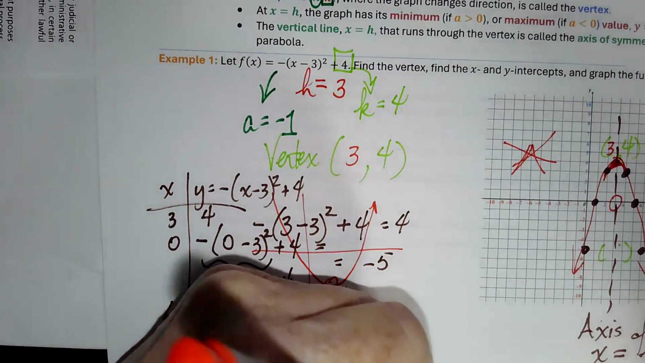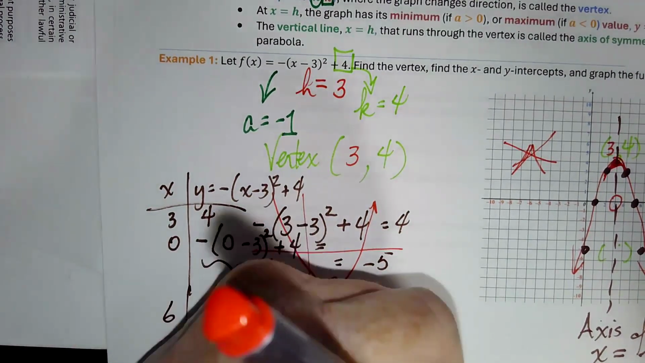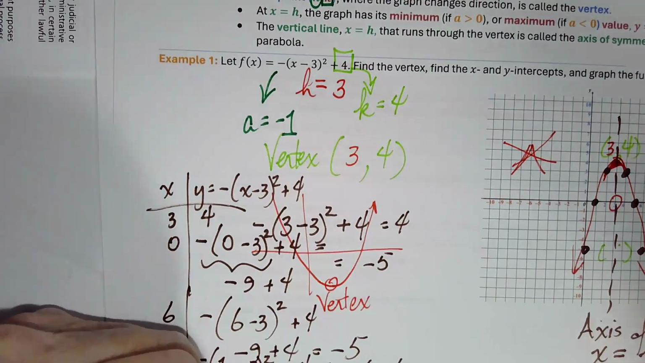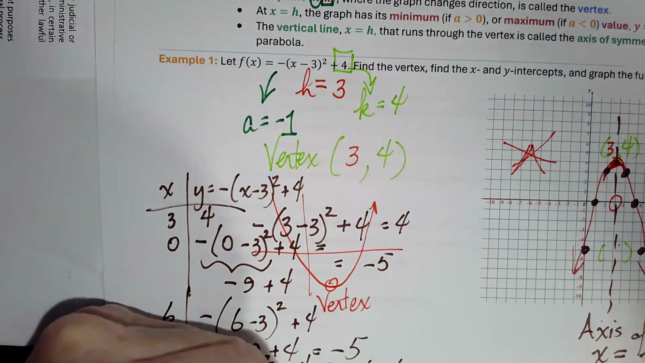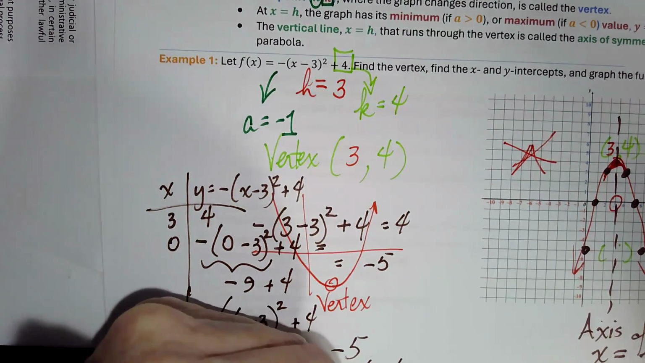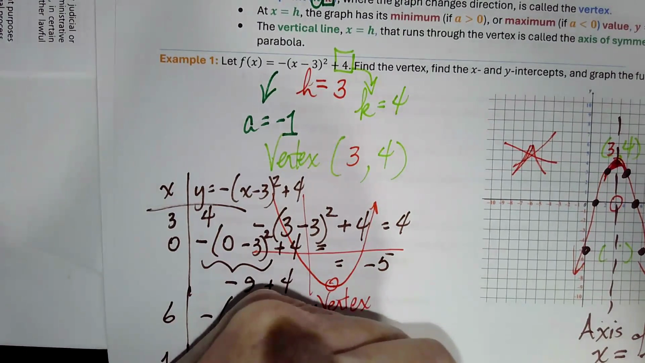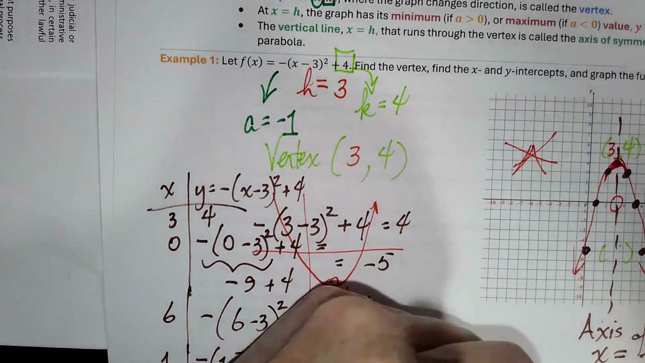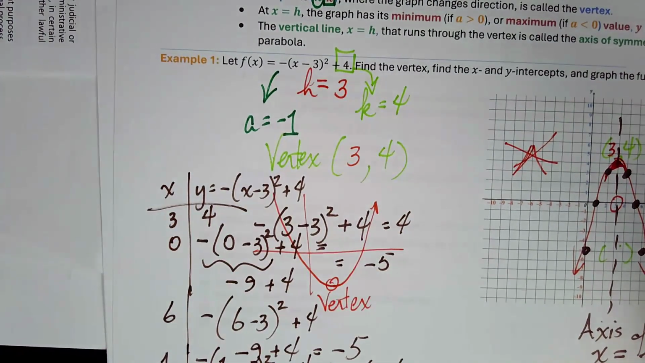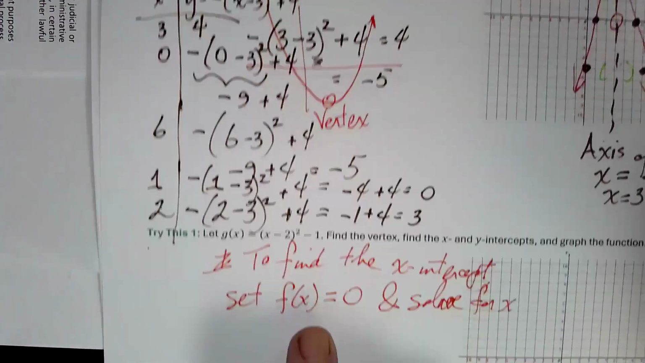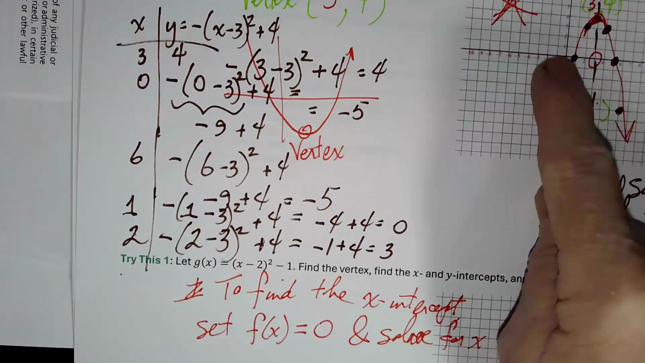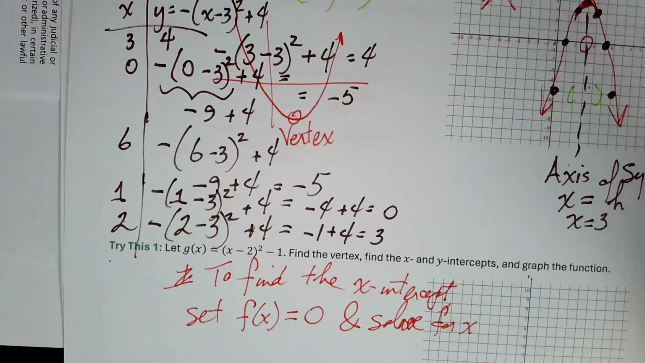So to find the x-intercept, set f of x equal to 0 and solve for x. And the reason that we set f of x equal to 0 is that f of x is y. And we want y to be 0 so that we're on the x-axis.